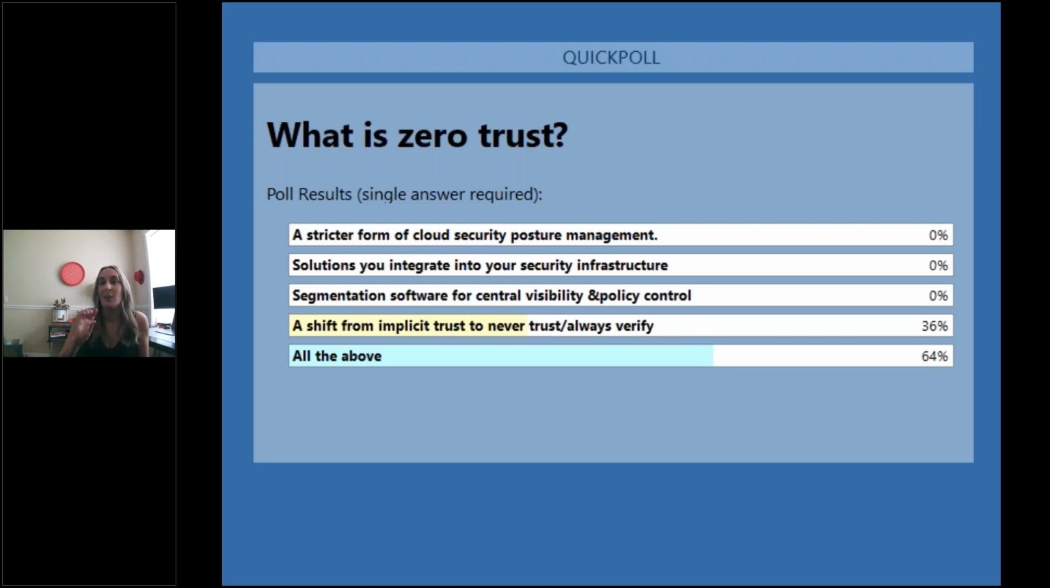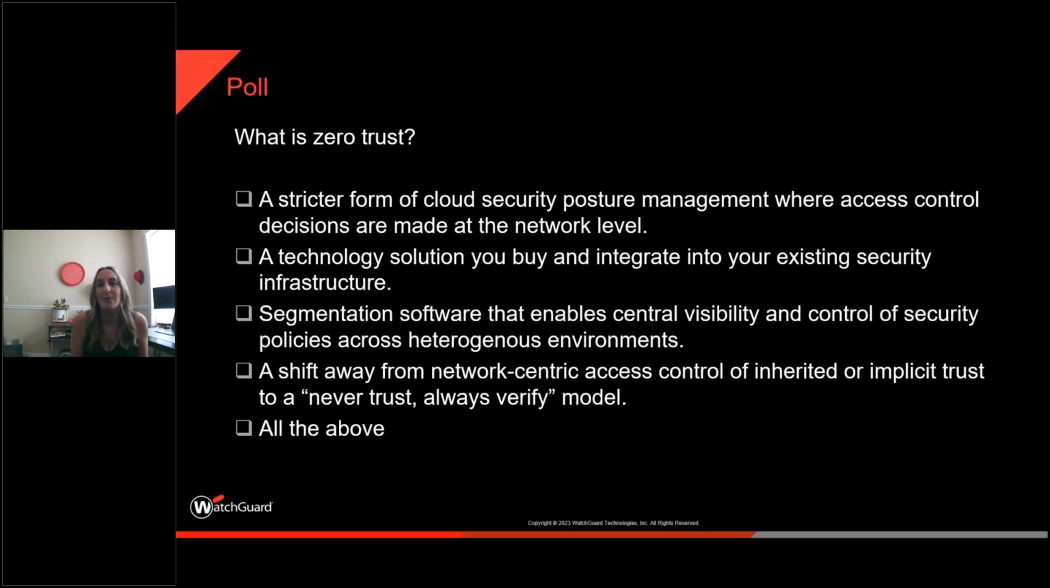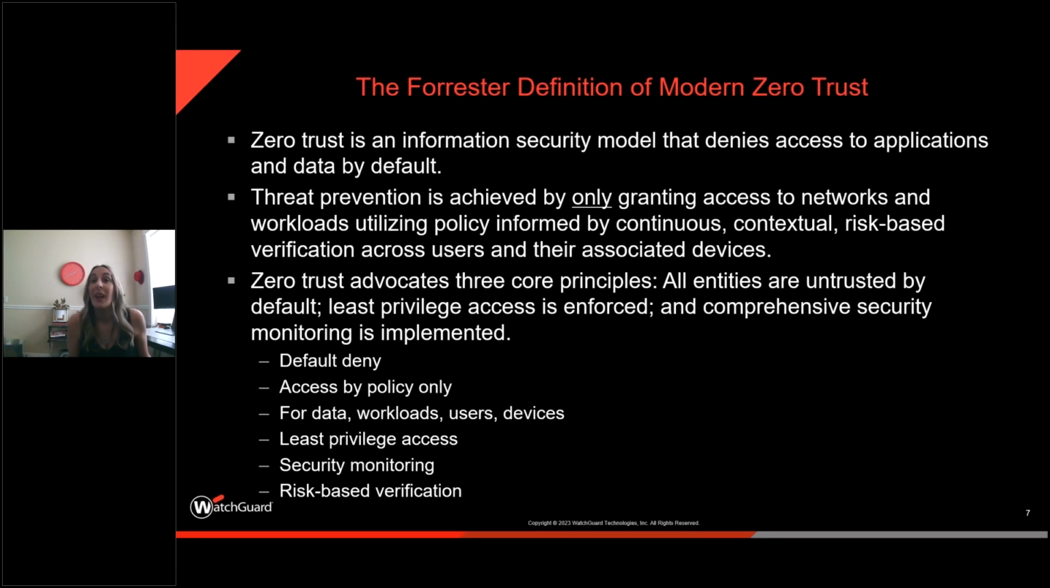That is the well-known or mostly defined description of zero trust in the market today. We're going to talk about, in the next section here, a more modern interpretation that has recently come about. All right, so the broad theme of zero trust is a reduction of implicit trust. However, Forrester recently updated their definition of modern zero trust.